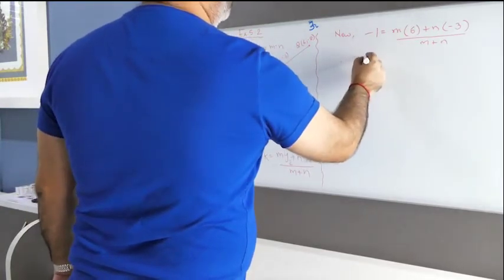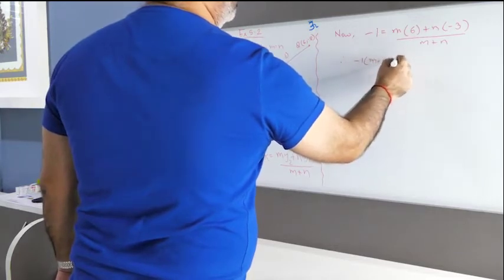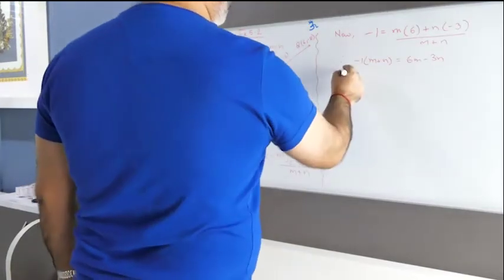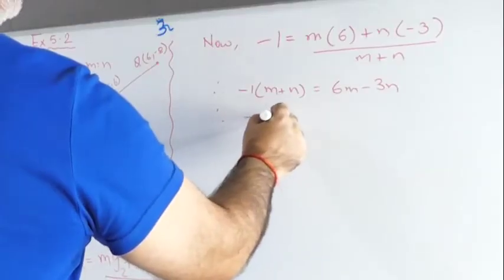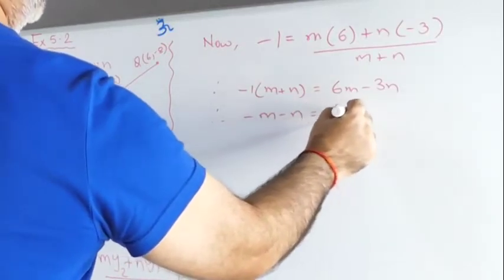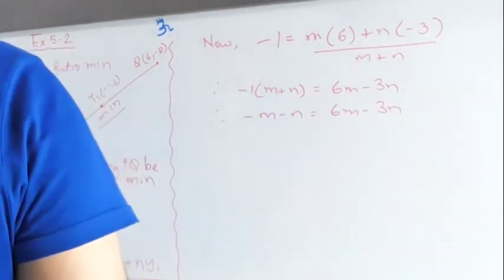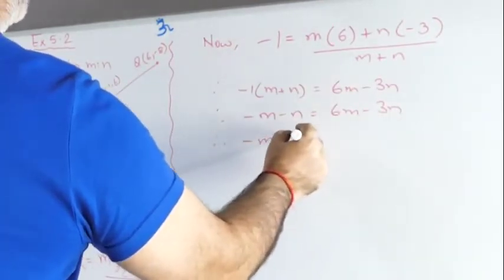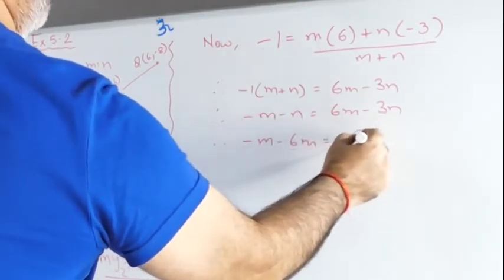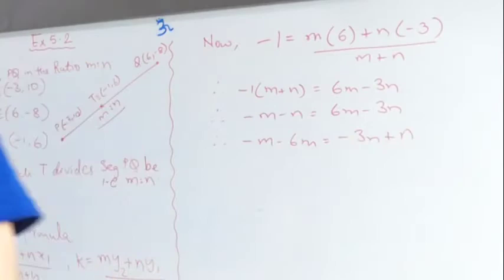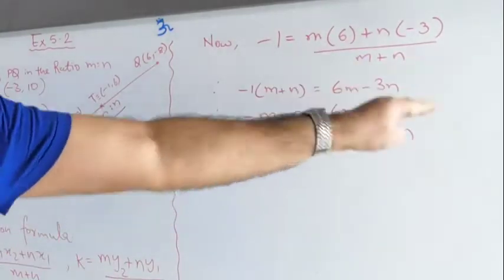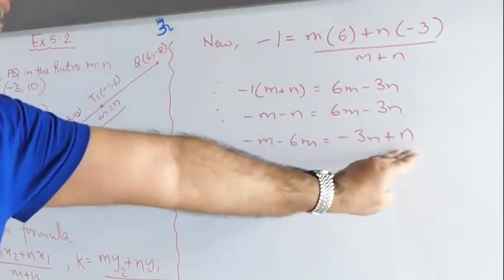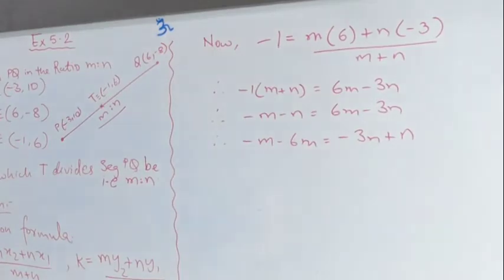Take the m plus n here: minus 1 into m plus n is equal to 6m minus 3m. Therefore, minus m minus n is equal to 6m minus 3m. Therefore, minus m minus 6m is equal to minus 3m plus n. All m's on one side, n's on one side. This is what we did. So minus m minus 6m on one side, minus 3m, and this minus n goes there, it becomes plus. So you have plus n that side.